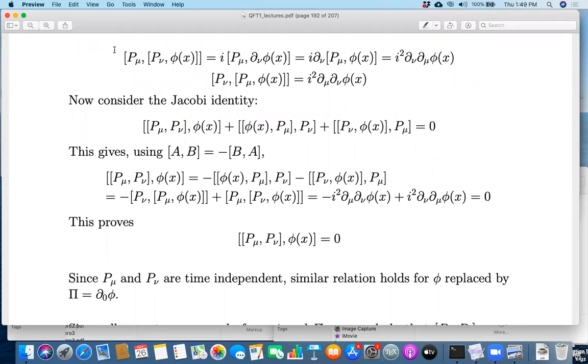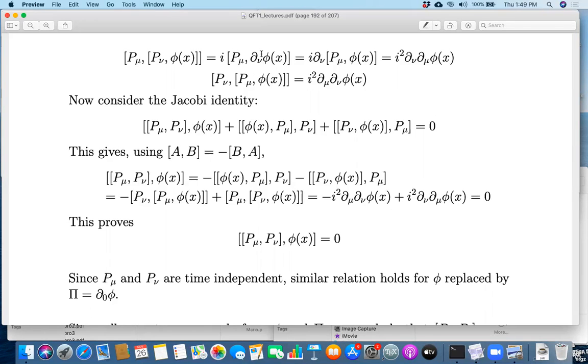So let's begin by calculating this commutator, this double commutator: the commutator of P mu with the commutator of P nu with phi x. Now this, we know what it is. That is I times the derivative of phi. So we write it here.